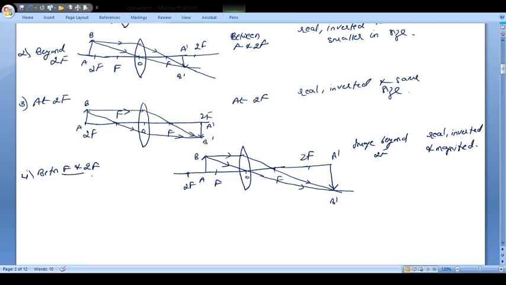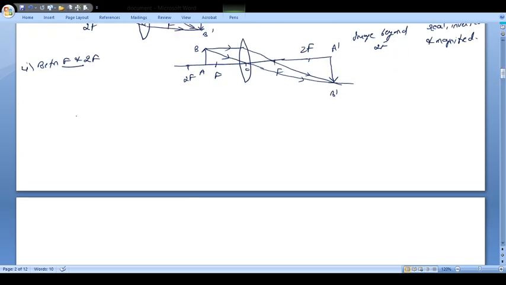So between f and 2f you have. Now let's see another case at f. So let's see at f. Now see, if you have a point object, let us suppose you have a point object. So this is the point object at f. So here you will find a ray passing through the f. After refraction it will become parallel. So here where is the image formed? Image at infinity. And you can see that this image is at infinity.